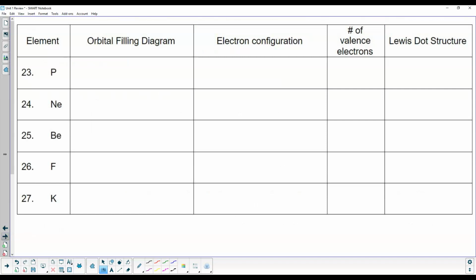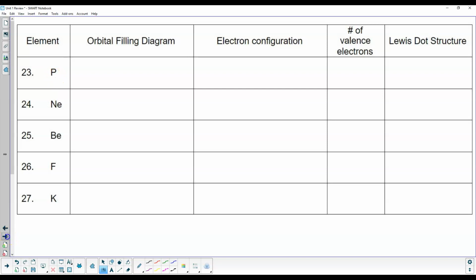Okay, we're going to do some electron configurations. So electron configuration, orbital filling diagram, and then doing number of valence electrons and the Lewis dots, right? So let's take a look. I'm going to do the electron configuration for each one of them here, and then we'll go and do the orbital filling. Okay, so let's take a look here.